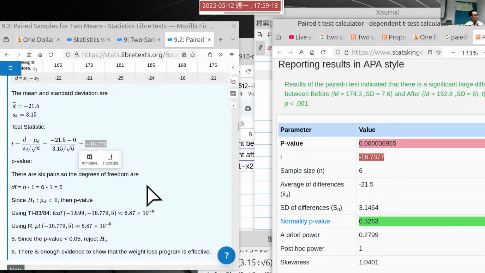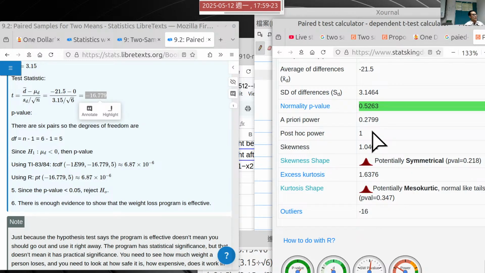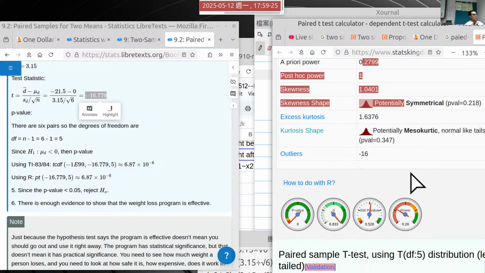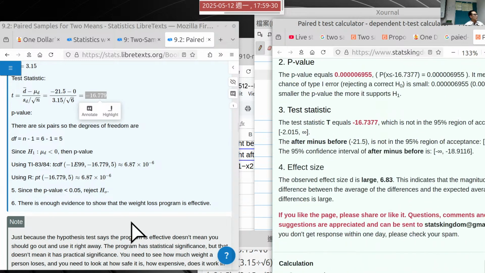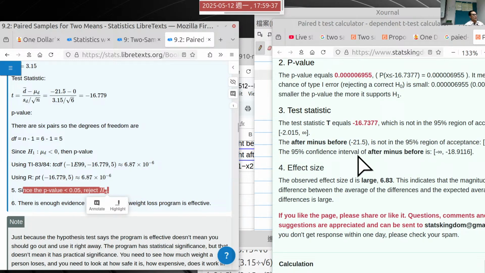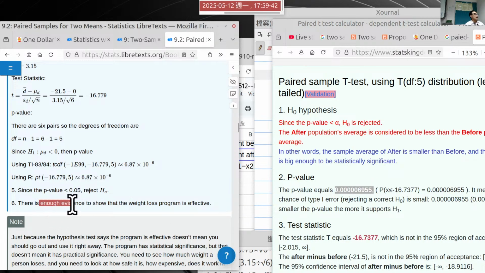Okay. And sure, we have extra information here, and now this one we don't need that. And the conclusion is, since the p-value is smaller than 0.05, very, very small, there is enough evidence to reject the null hypothesis. It means there is strong evidence to show the weight loss program is effective.